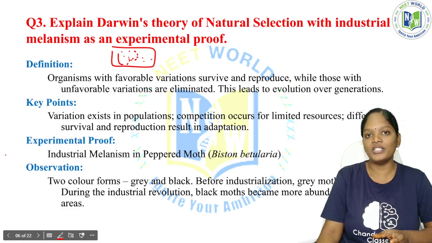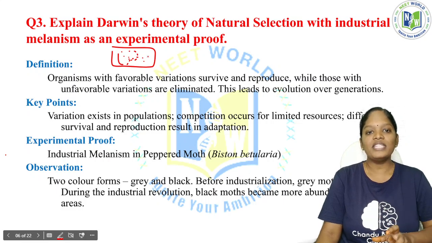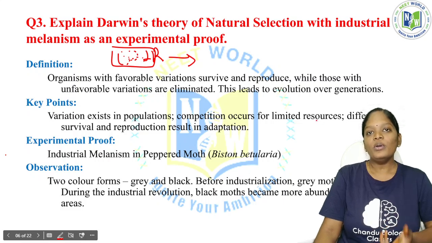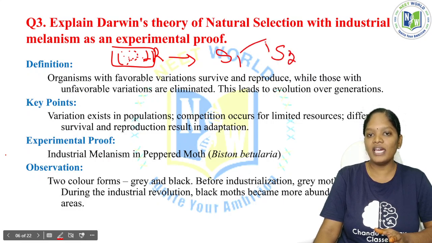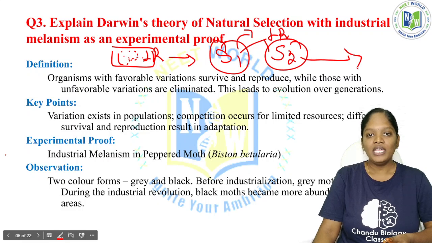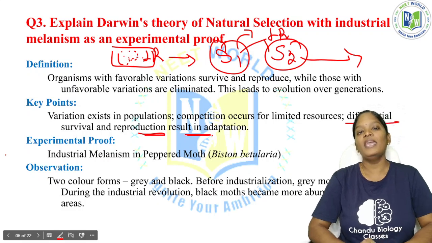This leads to competition. Why does it lead to competition? Because there is a limited resource, when compared to the population, and definitely that leads to competition. Now species 1 is there, species 2 is there, and both have the same limited resources. Now who will win? Whoever is very efficient, who can fight, who can win the competition, will survive, and the other species will be removed from the ecosystem. So differential survival and reproduction results in adaptation.